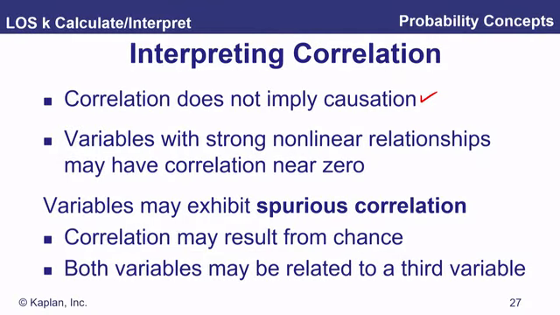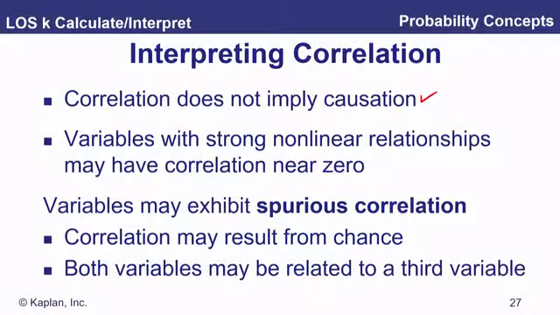Variables with strong nonlinear relationships may have a correlation of 0 because, well, there may be a strong relationship, but it's not a linear one, so correlation is going to be at or near 0. But it also may be that there's no causation at all. One reason might be that it just results from chance. The other way that might come about is both variables are related to a third variable. So maybe we're looking at two variables over time. Look at how tightly these are related in a linear fashion.